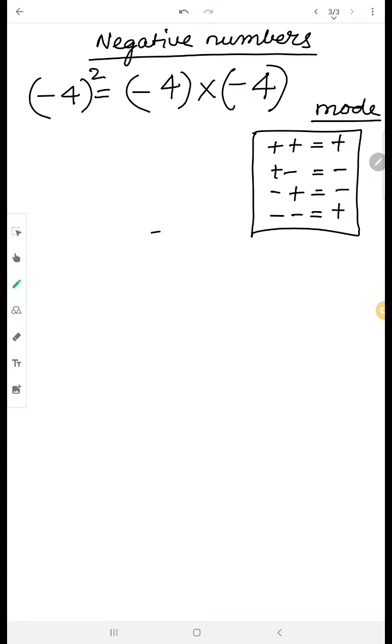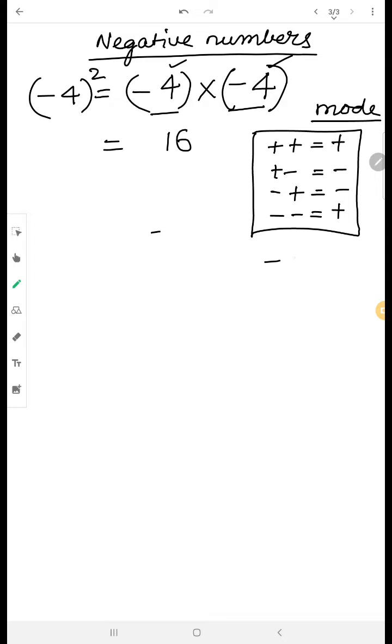So don't forget to put the minus sign in the bracket. So minus 4 is getting multiplied by itself 2 times. First I am going to calculate 4 times 4, that is 16. I will write 16. But what about these minus signs?